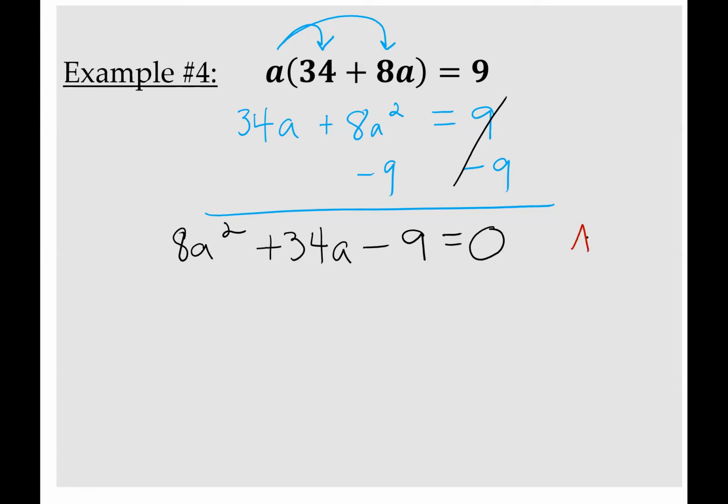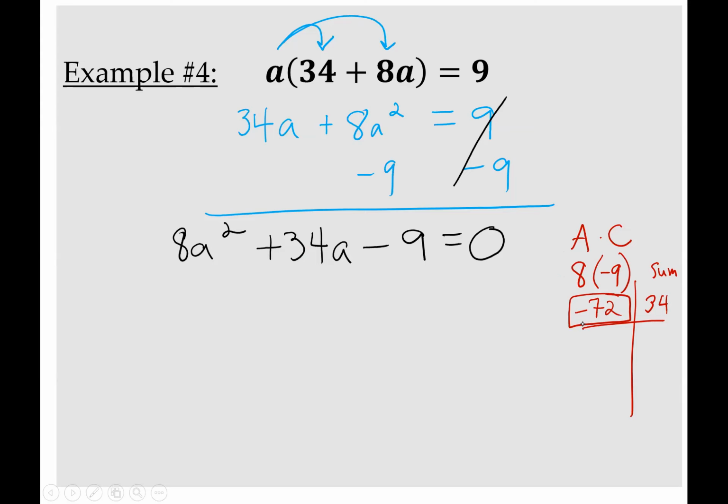So A times C. A is 8, B is 34, and C is this -9. If I do A times C, that's 8 times -9, which is -72. So for this method to work, I need to come up with factors of -72 that have a sum of that middle term, which is +34. We could go through a long list of all of our factors of 72, and we would need the ones that add up to +34.